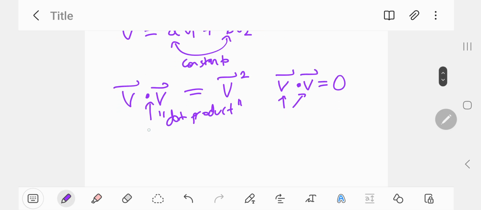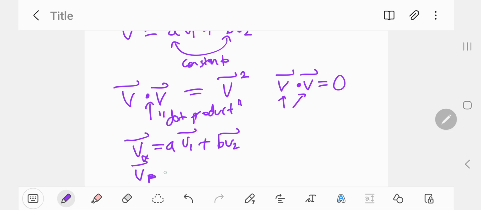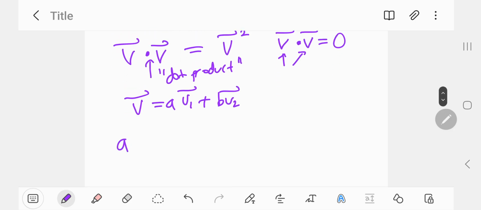How does the dot product work? Let me show you. Suppose you have the vector v from before. Let's just call it v. I'll write out the dot product of it with itself.